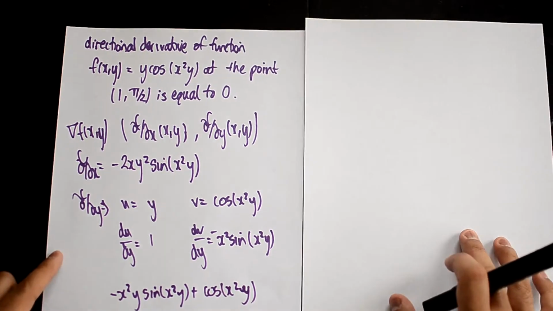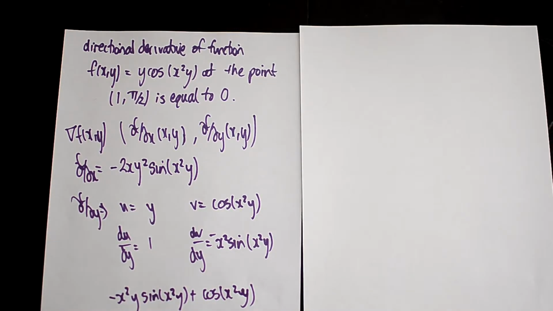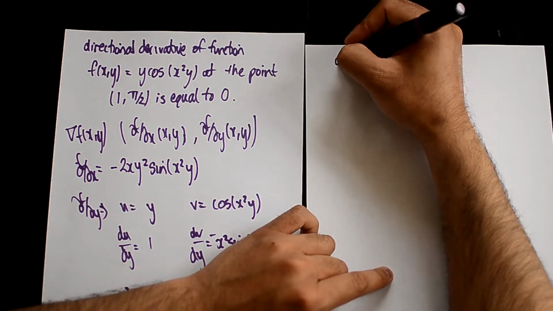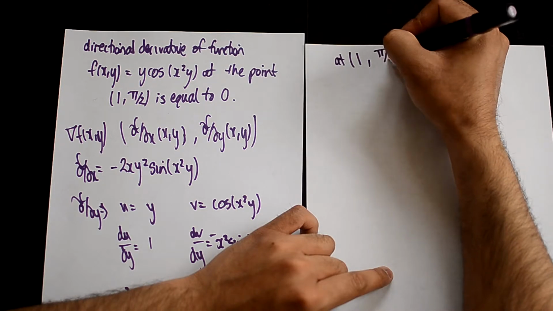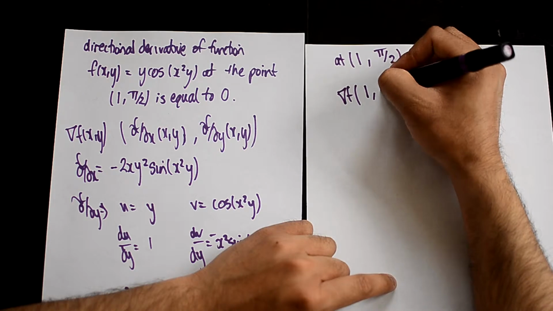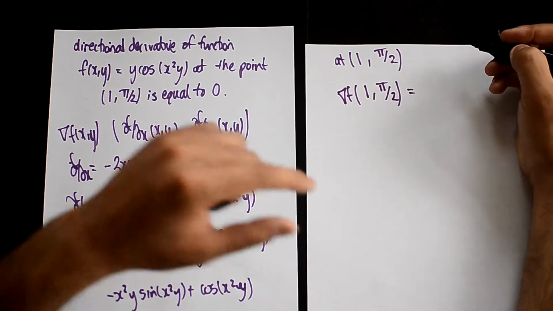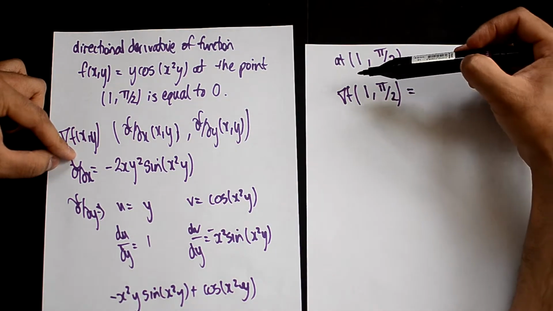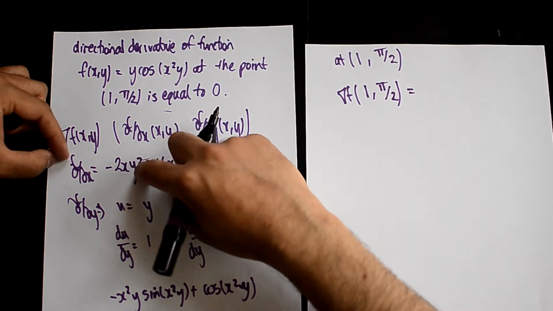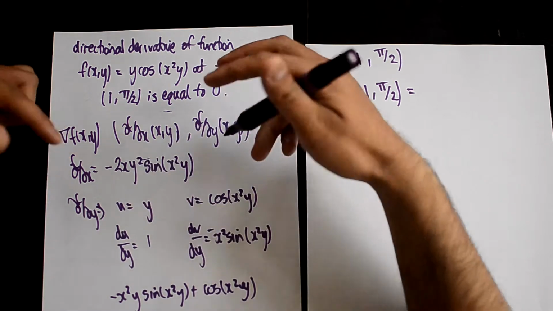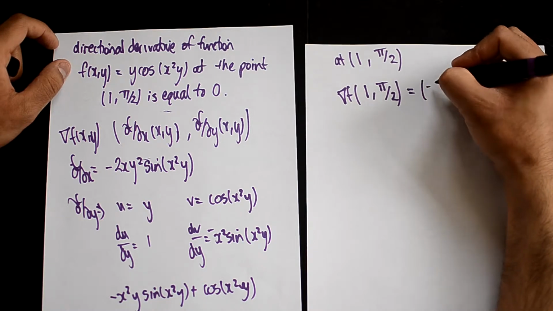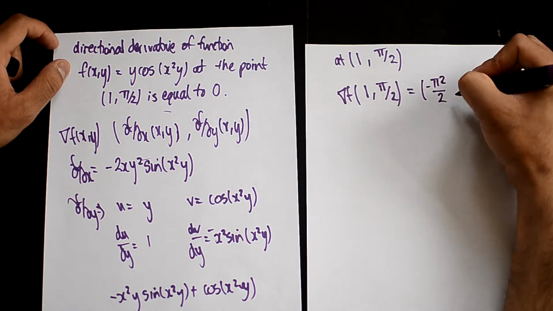So we now have our problem. Now we know that the gradient wants to be evaluated at 1 and pi over 2. So we merely plug in our values of 1 and pi over 2. And so if we get our df/dx, we plug in 1 here and pi over 2 all squared sine 1. You can put this in your calculator. You could do it in your head, to be honest. You should get minus pi squared over 2.